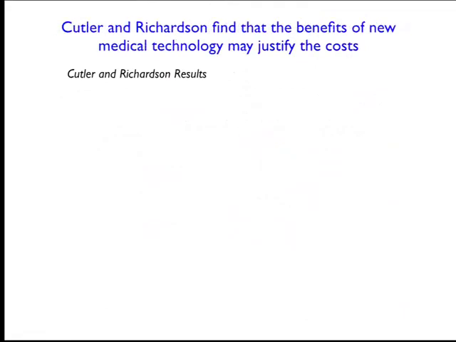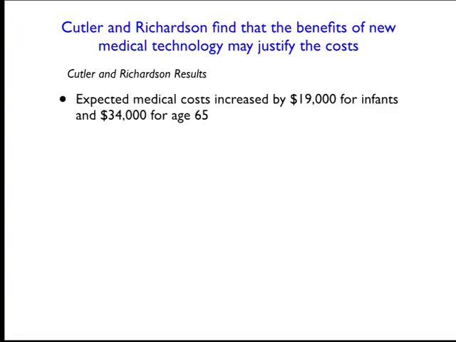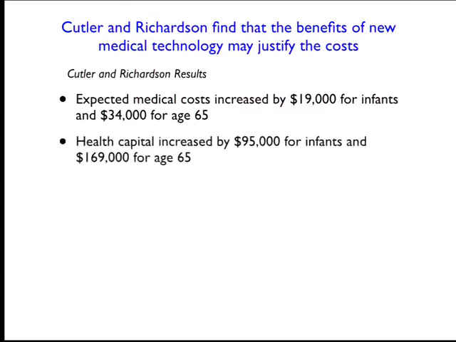So overall, when they compute this aggregate quality adjusted life year measure and compare it over time, they do find that the benefits of new medical technology might potentially justify the cost. The expected medical costs increased by $19,000 for infants and by $34,000 for people who are age 65. So you have substantial increases in costs, but you also have substantial increases in this health capital measure, this quality adjusted life year measure. They calculated it as increasing by $95,000 for infants and $169,000 for people who are age 65.